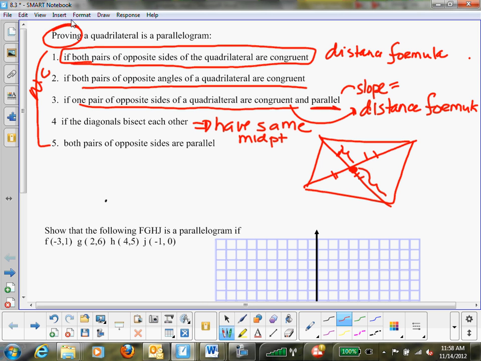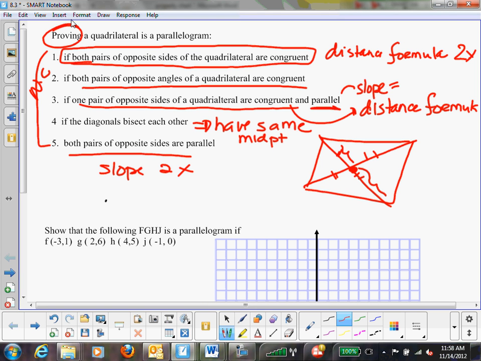Okay. Both pairs of opposite sides are parallel. What are we doing for both sets? Slope. 2 times. Right? We got to do it for the left and the right side and the top and the bottom. So on this, both pairs of opposite sides, we're doing the distance formula 2 times. Okay? Sydney? I think they should have the same midpoint.